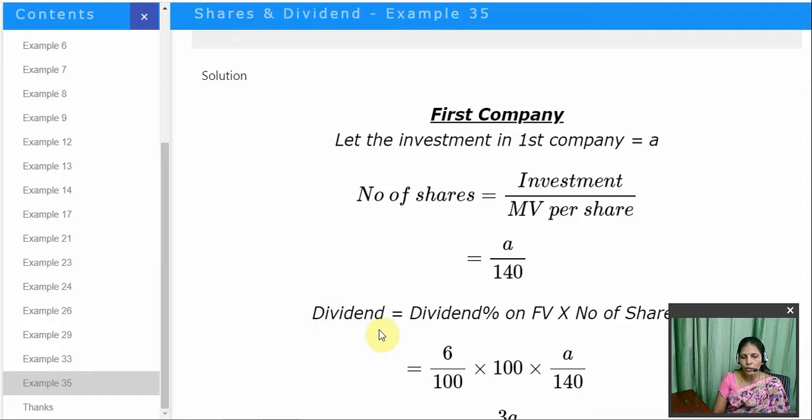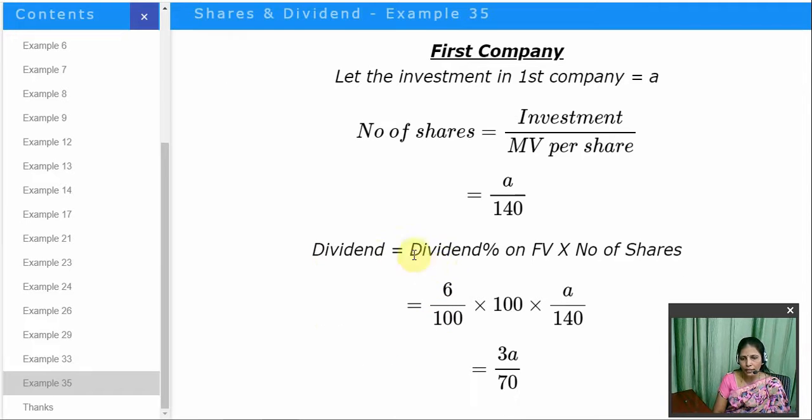So to find the total dividend, this is the formula. Right? Dividend percentage on face value into number of shares. So first we need to find the number of shares. After finding the number of shares, we need to find the dividend. Right? So first we are finding the number of shares. So number of shares is equal to his investment by market value per share.